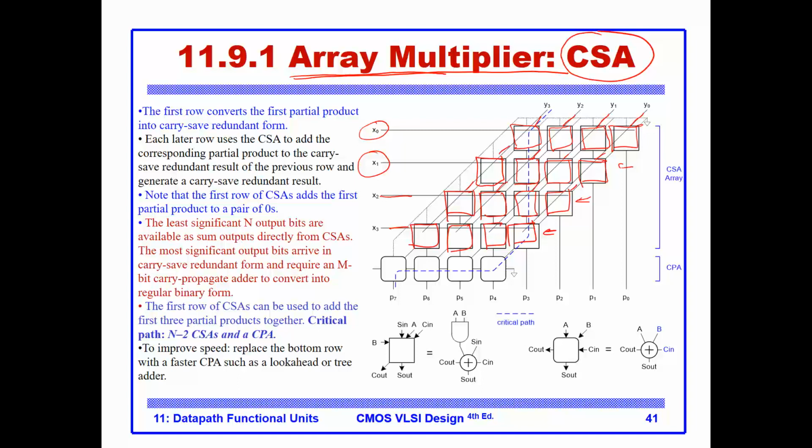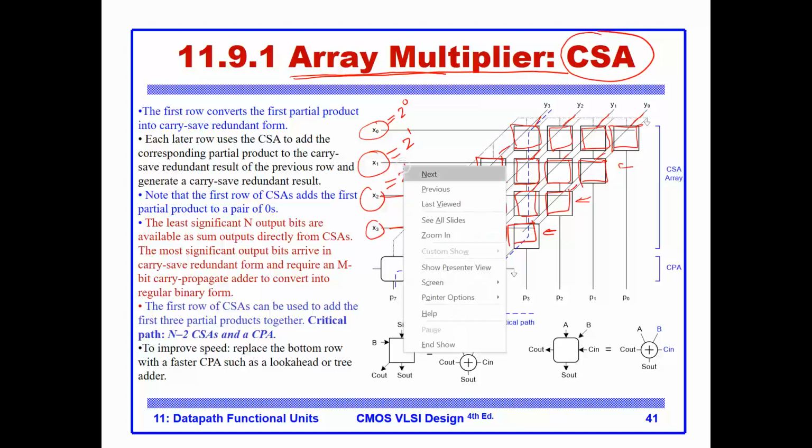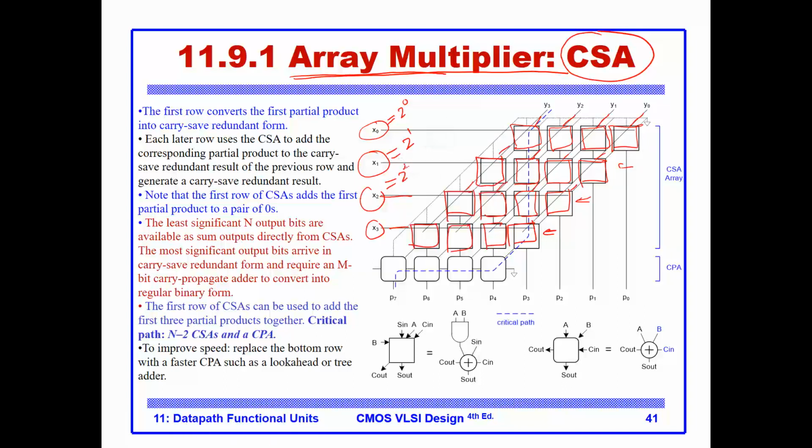And this is to signify that this x3 is x0 of weight 2 to the 0, x1 of weight 2 to the 1, x2 2 to the 2, and x3 has a weight of 2 to the 3. That's why I'm shifting these blocks.